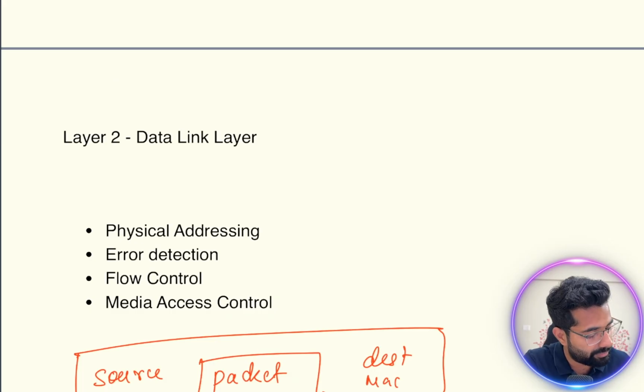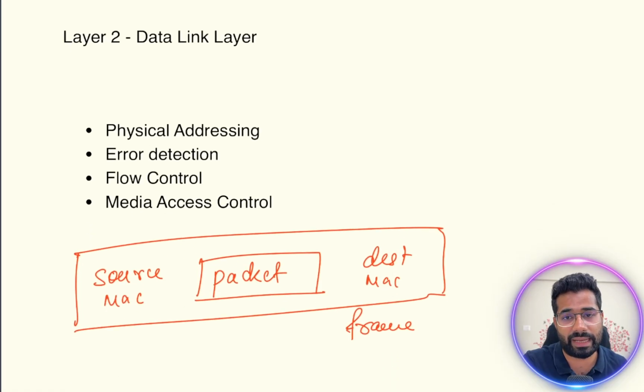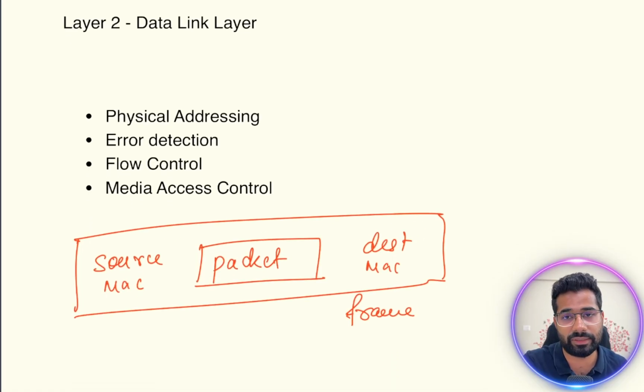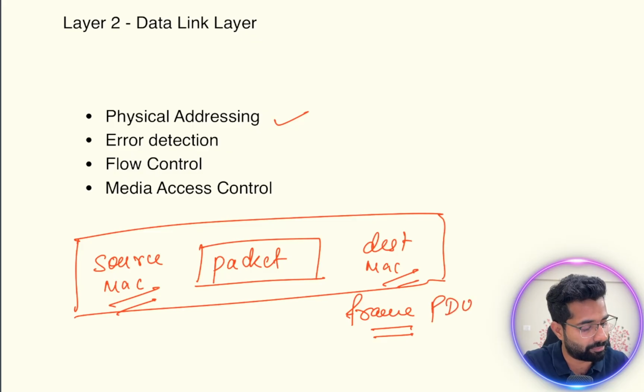Now, why did we call it logical addressing while adding IP addresses in the network layer? We call it physical addressing while we are adding the MAC address in the data link layer, and we call this output a frame. So the PDU, the protocol data unit, is the frame. Now, why physical address? Because MAC addresses are physical addresses, they do not change, right?